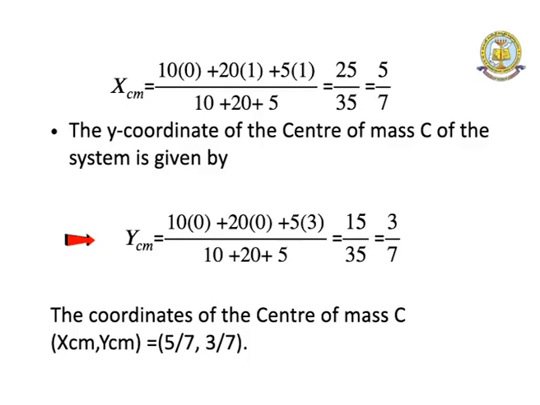Similarly, the y coordinate of the center of mass C of the system is given by ycm is equal to m1 y1 plus m2 y2 plus m3 y3 by m1 plus m2 plus m3. Here y1 is 0, y2 is also 0 and y3 is 3. So that is equal to 15 by 35, which simplifies to 3 by 7. This is the coordinate of the center of mass: xcm, ycm is equal to 5 by 7 and 3 by 7. So in this topic we discussed the center of mass of a rigid body and reduced mass.